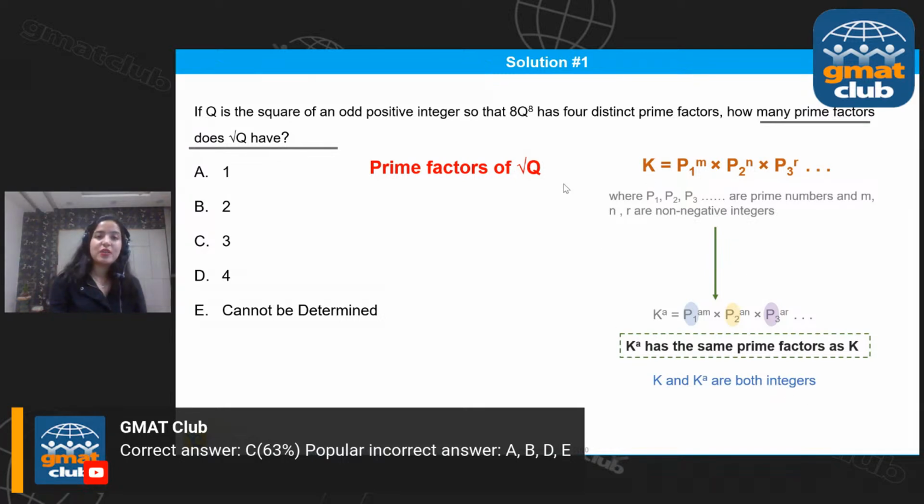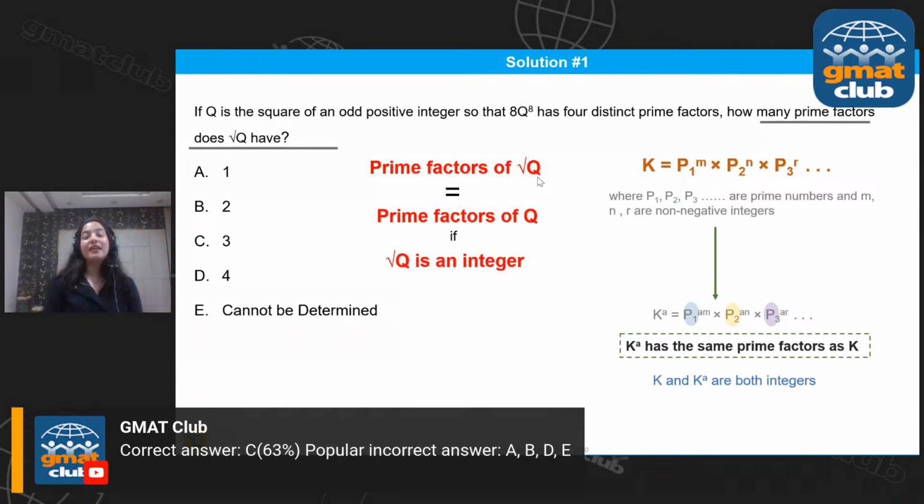So, in this case also, q to the power half is what square root of q is, right? This will have the same prime factors as q itself, provided both of them are integers. Now, q is already an integer that is given in the question.